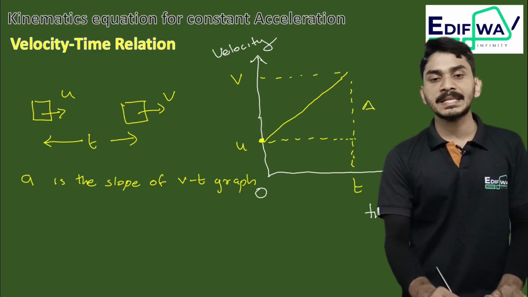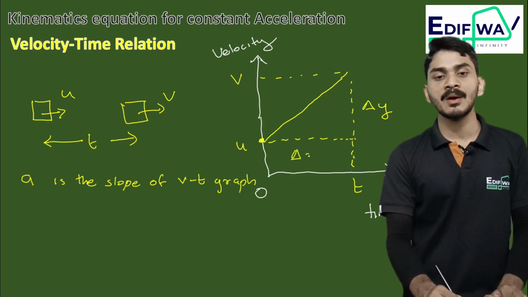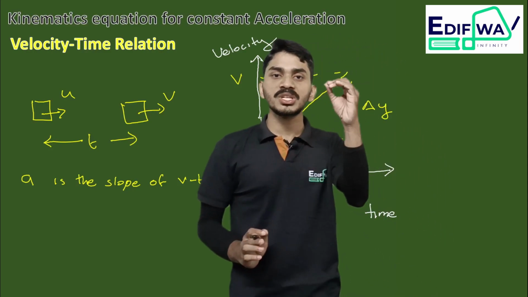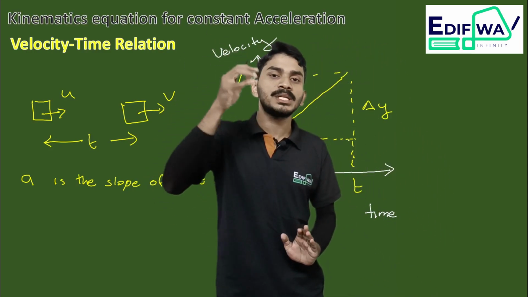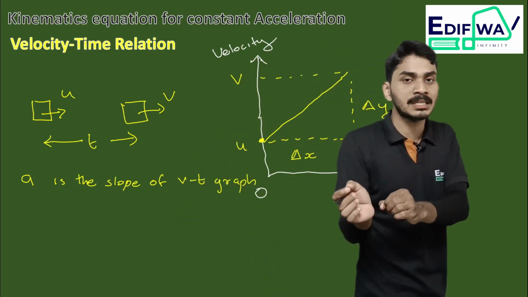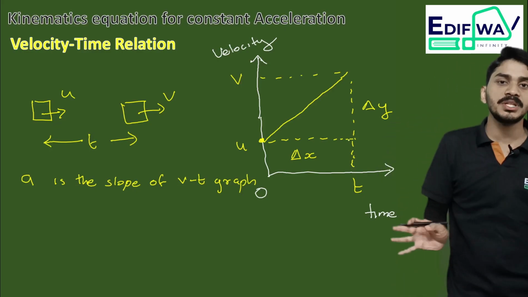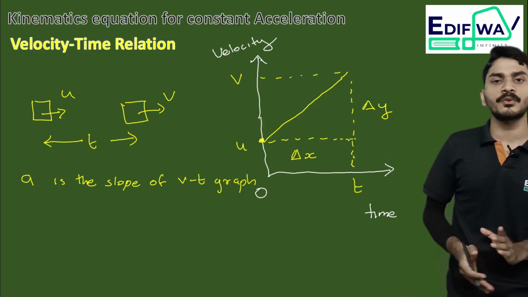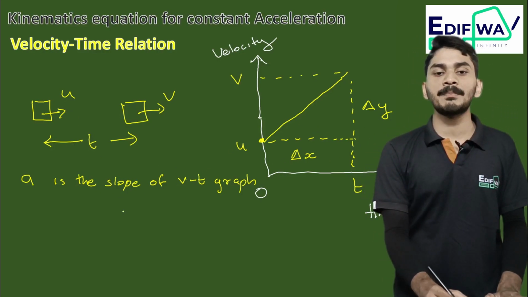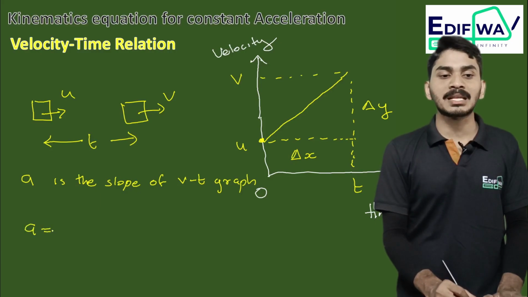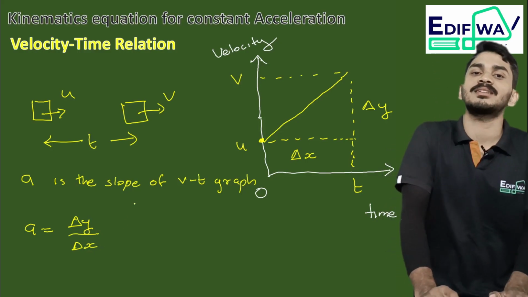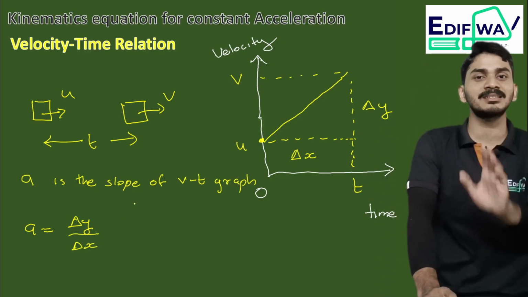So the slope means it is delta y by delta x, change in y by change in x. Right now you just understand it like that. Later we will be discussing all those mathematical concepts: what is slope, what is acceleration, what is differentiation, what is integration, everything. At that time it will become very clear for you. For now, just remember that slope means delta y by delta x. So we can say that acceleration is delta y by delta x, because acceleration is the slope of the vt graph. We have just discussed that, right?